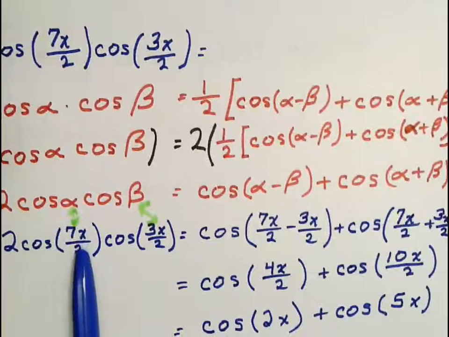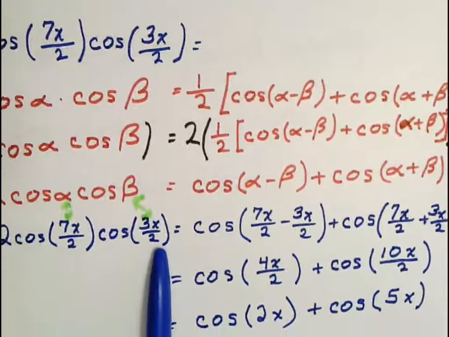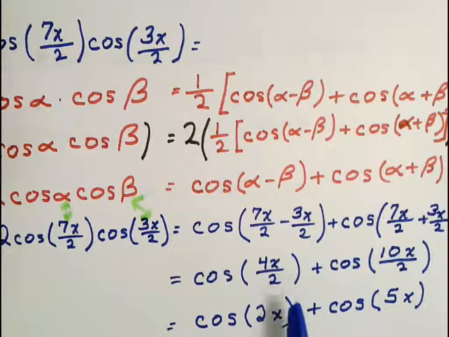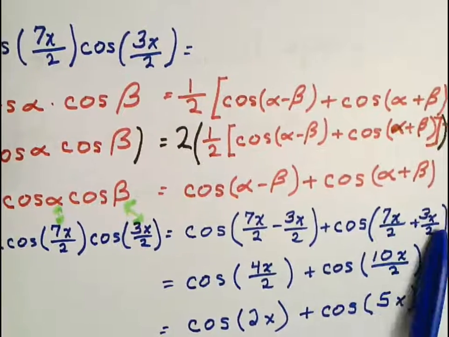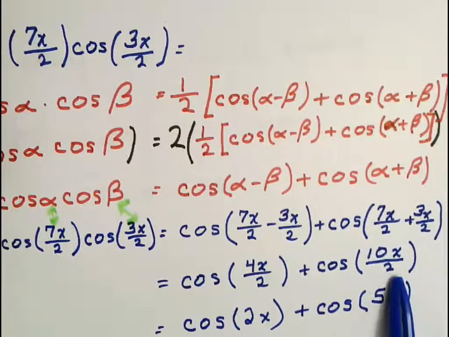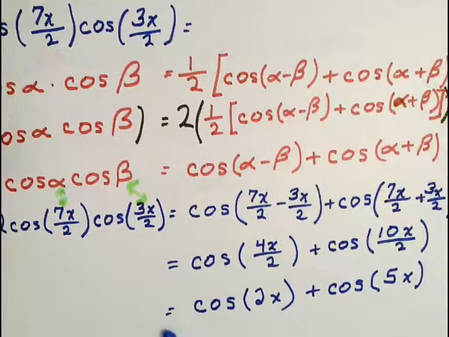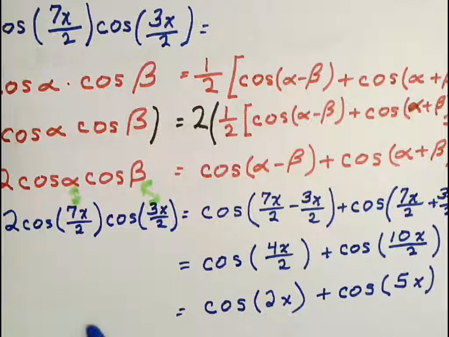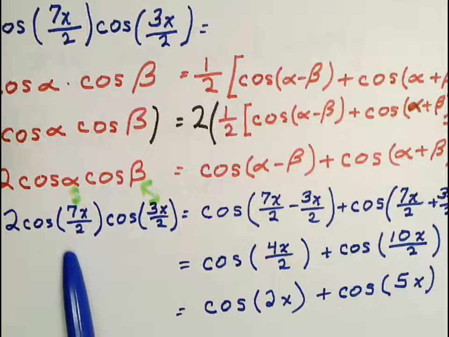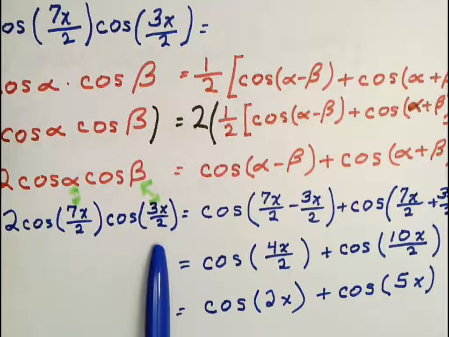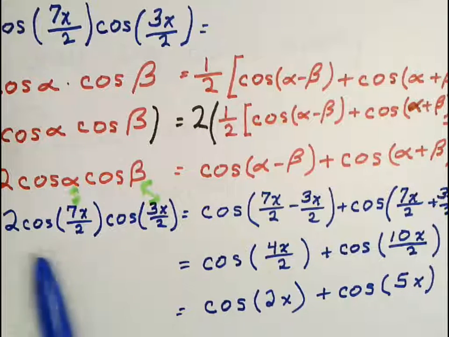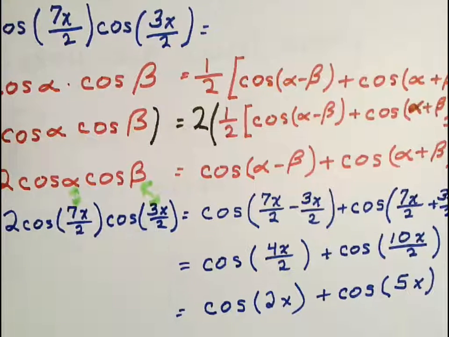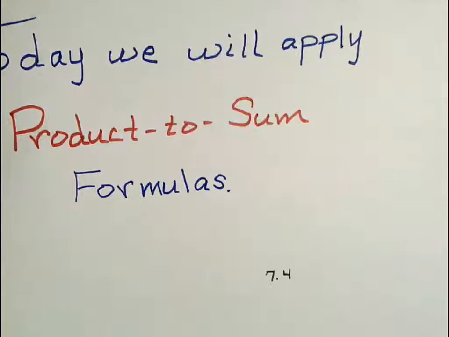Now here the alpha is 7x over 2. The beta is 3x over 2. So here I substitute for the alpha and the beta. Here I'm going to subtract, get 4x over 2, which reduces to 2x. Here I'm going to add the alpha plus the beta, get 10x over 2, which reduces to 5x. So my final answer is cosine of 2x plus cosine of 5x. And that is what 2 times the cosine of 7x divided by 2 times the cosine of 3x divided by 2 equals. So again, just find the product to sum formula that matches up, and replace the alpha and the beta in the formula. Let's look at another example.